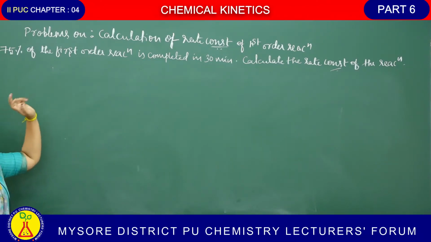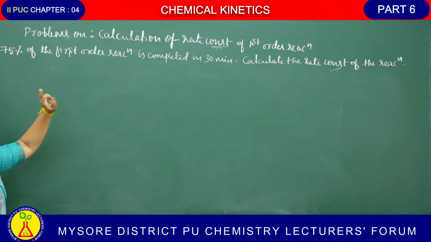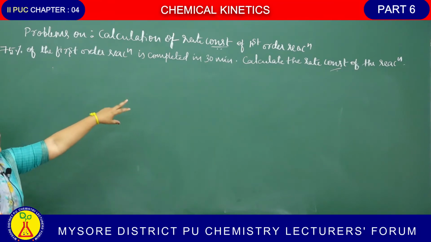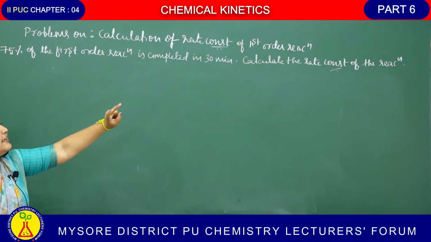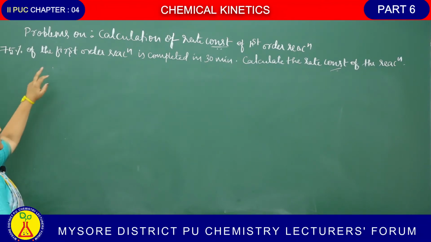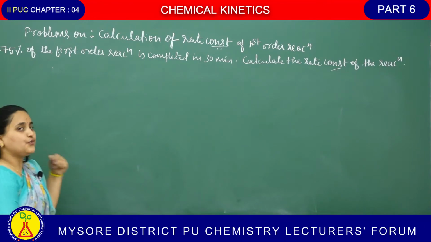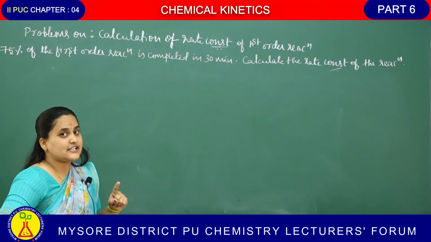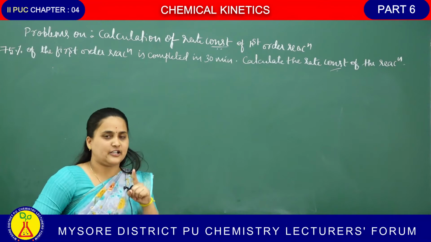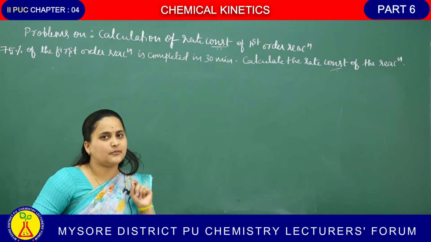See the question again. 75% of the first order reaction is completed in 30 minutes, right? We have to calculate the rate constant of the reaction. In the question they mentioned a first order reaction. Therefore, which formula do we have to take? K is equal to 2.303 divided by t, log R naught divided by R.